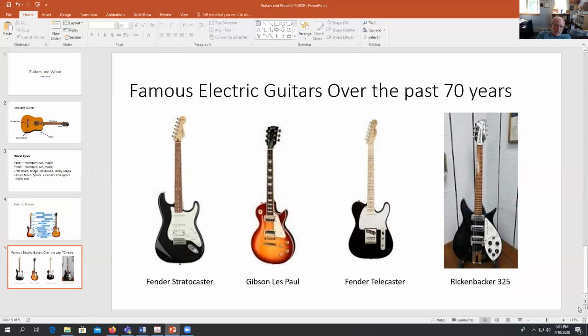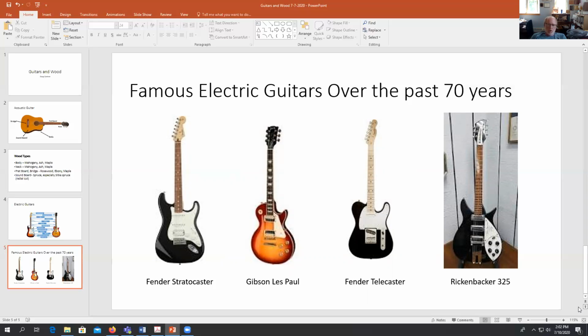Gibson Company, designed by the famous guitar player Les Paul, also a very, very famous guitar over the past 60, 70 years. Then there's the Fender Telecaster, which is really famous in country music because of its twangy sound. And then lastly, there is the Rickenbacker 325, which was an important guitar for the Beatles back in the mid 60s, about the time they did the Revolver album. Tom Petty also used that guitar.